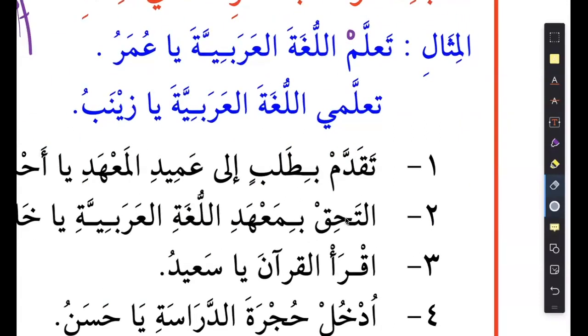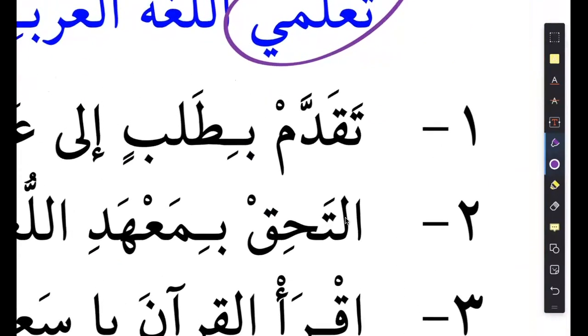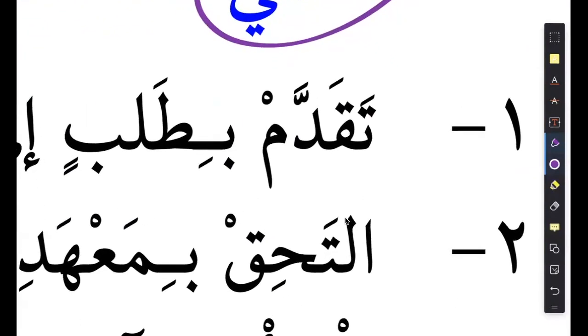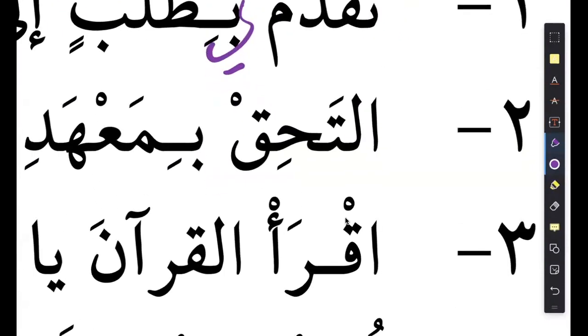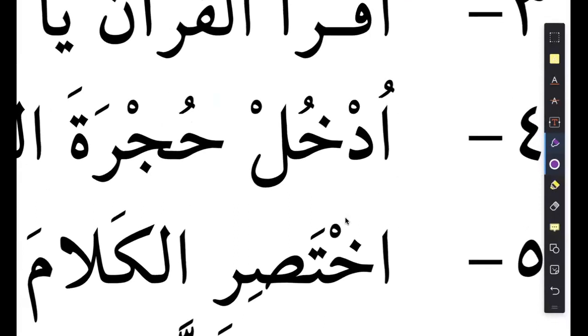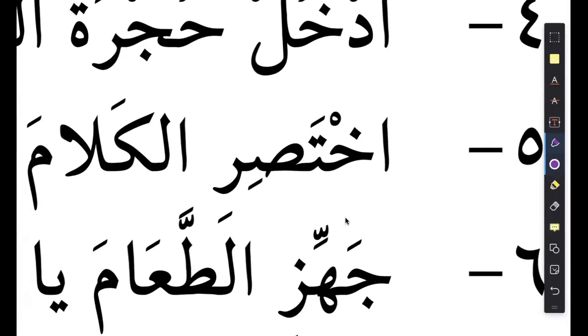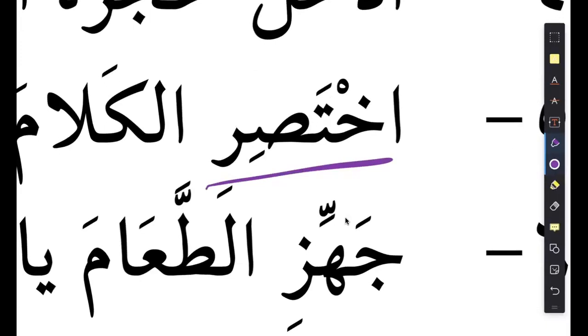The only thing your focus is to convert your command verb into a feminine command verb. So what do you do? It's very simple. You add ya, ta'allami. We've talked about this many times in the past. We had the whole section just doing that, making it a command verb from the masculine into feminine. All we do is add ya. Taqaddam, taqaddami. Or iltahiq, iltahiqi. Iqra, iqra'i. Udkhul, udkhuli. Ikhtasir, ikhtasiri.